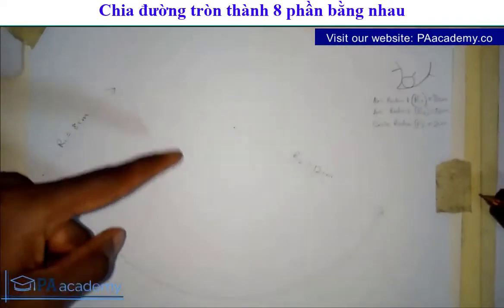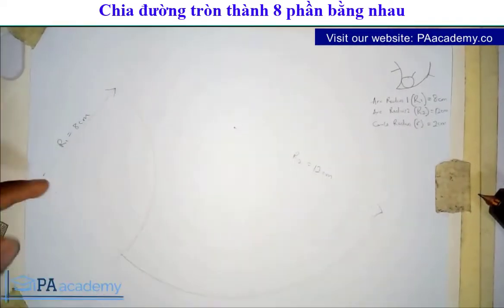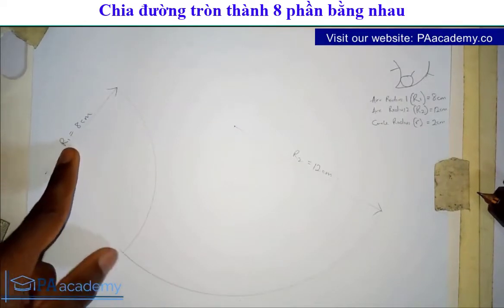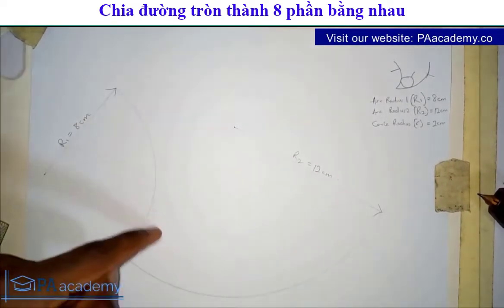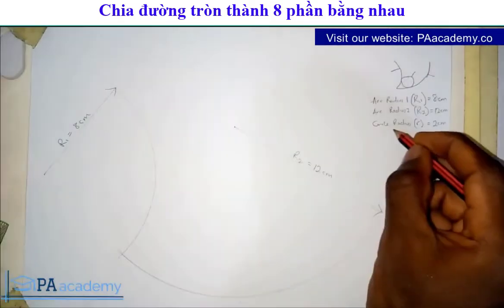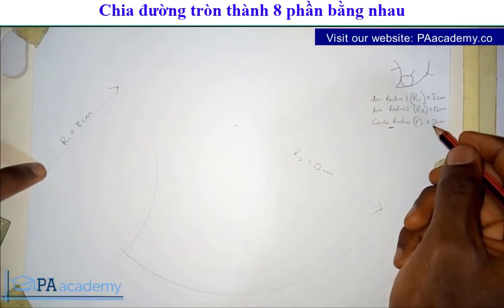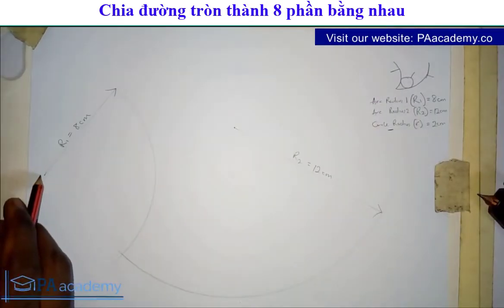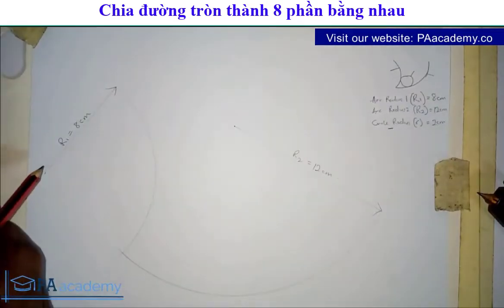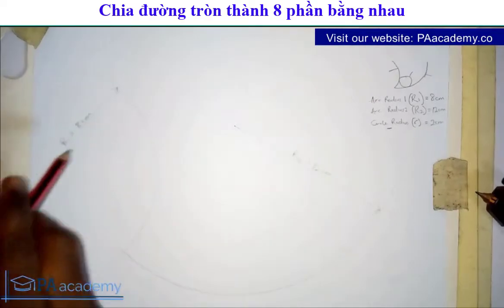This way. And for us to get the radius of the arc that we are going to be drawing, we are going to add this R1, 8 centimeter, plus the radius of the circle, which is this circle radius R, is 2 centimeter. So that means from this particular point, we are going to be drawing another arc with a radius of R1 plus R, that is 10 centimeter.